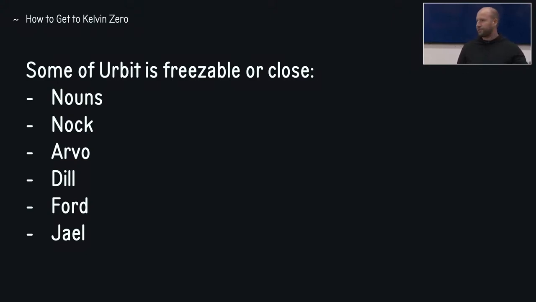I've listed three vanes here, Dill, Ford, and Jael. Well, Ford used to be a vane, but three kernel space modules that I think are close to being Kelvin versioned, or Kelvin versionable, meaning close to being freezable, really. The first is Dill, so that deals with terminal input and output. So command line, you're typing in to a terminal and you're seeing text come out on the screen. Dill handles that inside of Herbert, and I think Dill is really close.